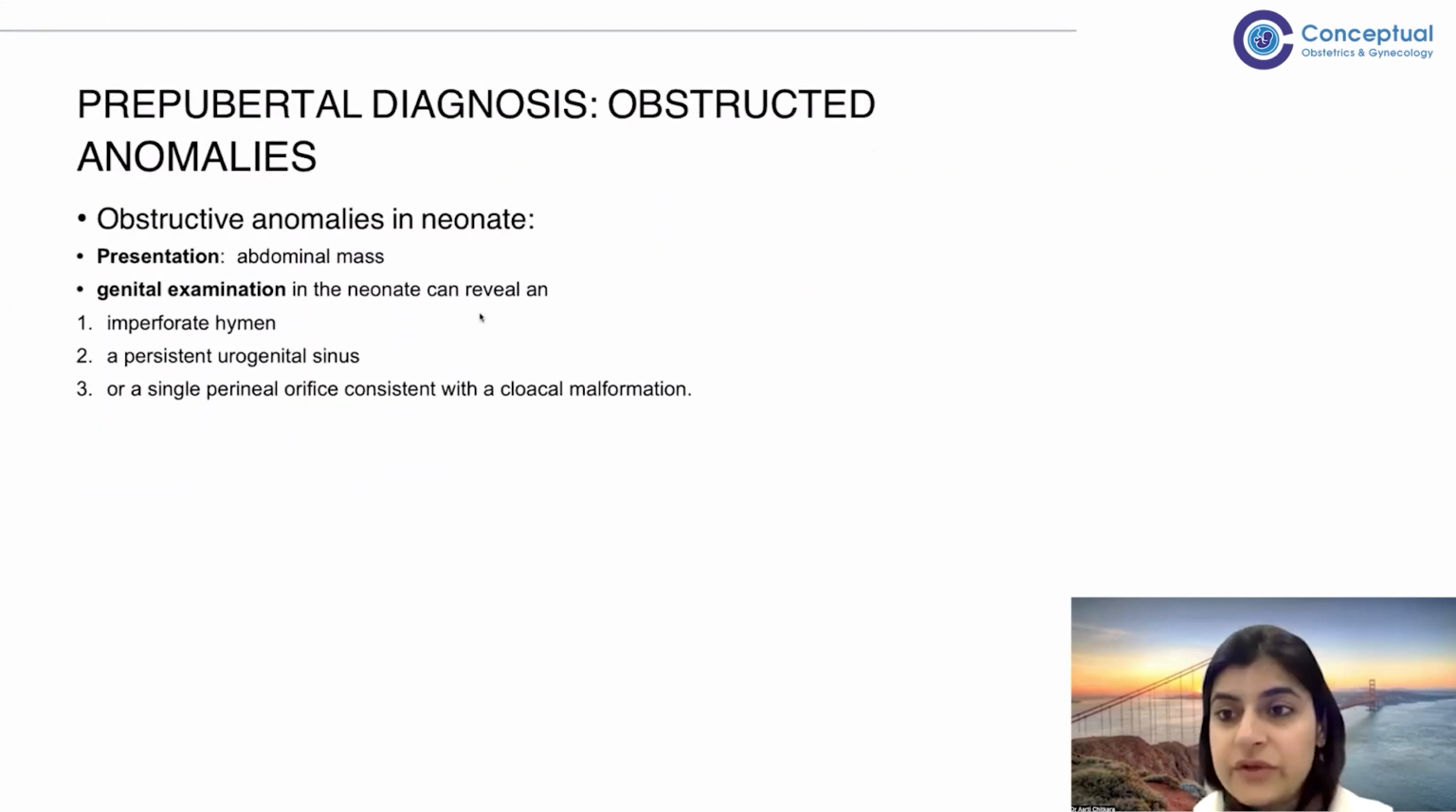So coming to the first group of anomalies, prepubertal diagnosis of obstructed anomalies. Prepubertal, like the puberty has not been attained for the patient, and there are obstructive anomalies. First, if you talk about a neonate, what are the obstructive anomalies that you suspect in a neonate? They usually present with an abdominal mass. Genital examination of the neonate can reveal, number one, what are the differential diagnoses of obstructed anomalies in a neonate? They are imperforate hymen, persistent urogenital sinus, or a single perineal orifice consistent with the cloacal malformation.